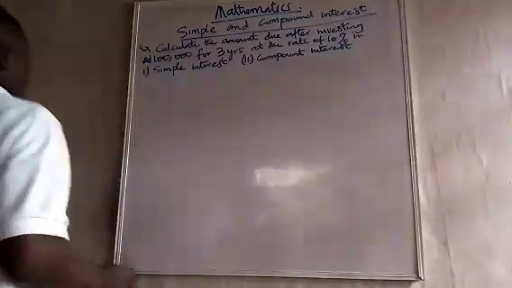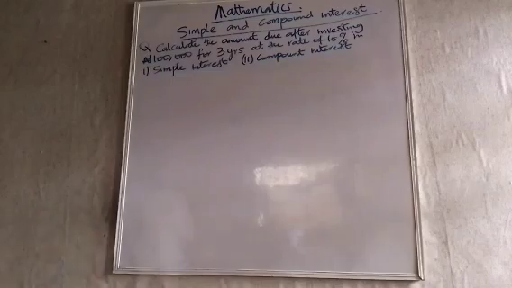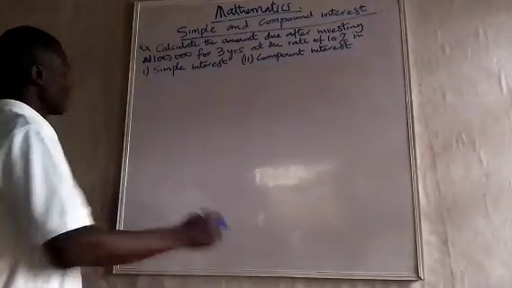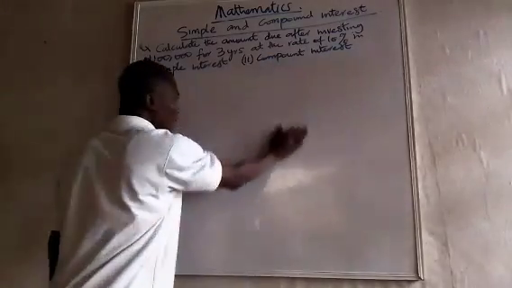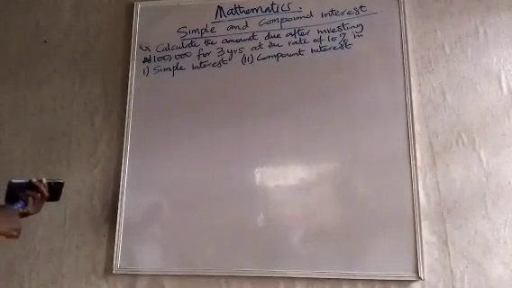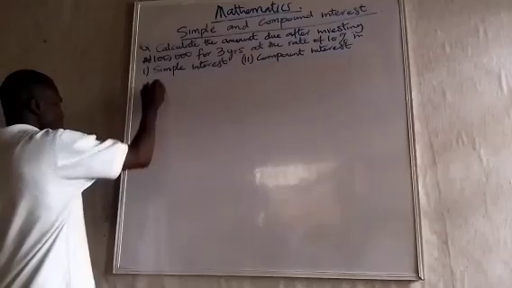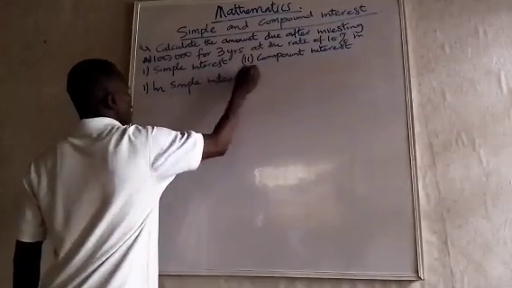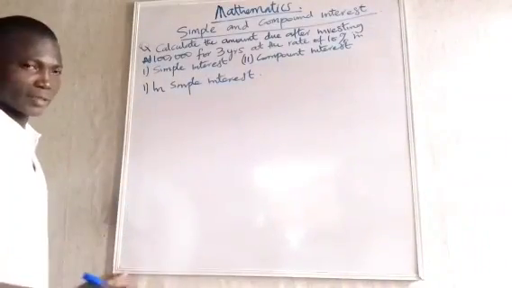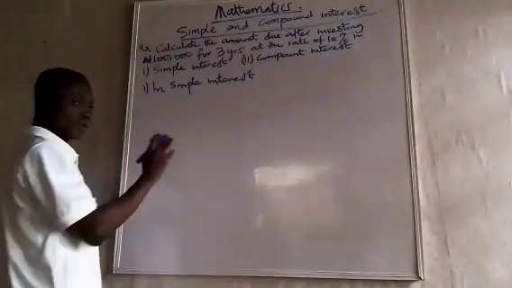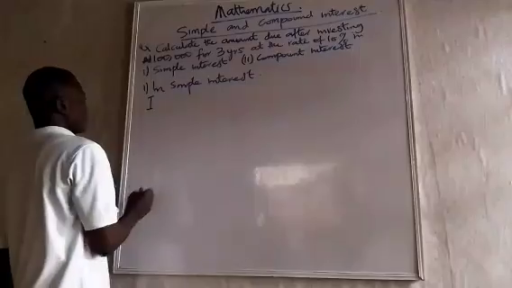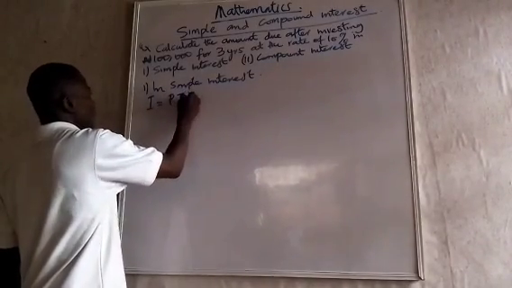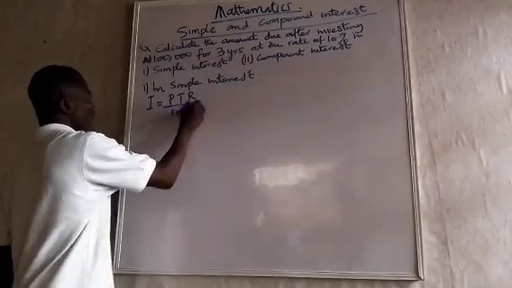Now, just for clarity, let's solve this simple question. It says, calculate the amount due after investing 100,000 naira for 3 years at the rate of 10% in simple interest and compound interest. Let's see how it goes. For the first one, in simple interest, the interest can be calculated straight once and for all. For the 3 years, interest is equal to principal times time times rate over 100.